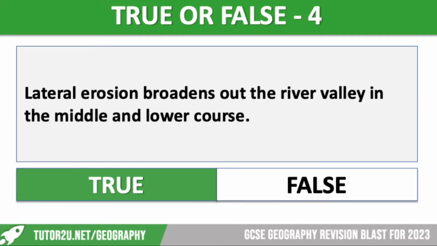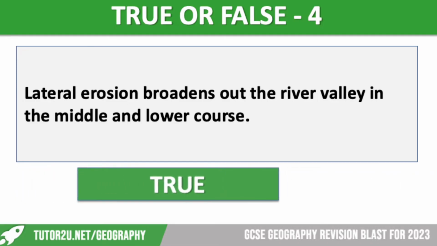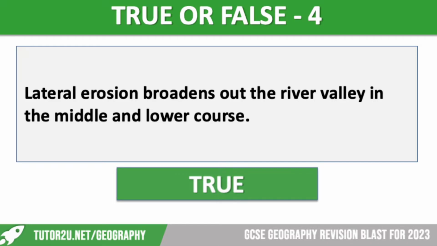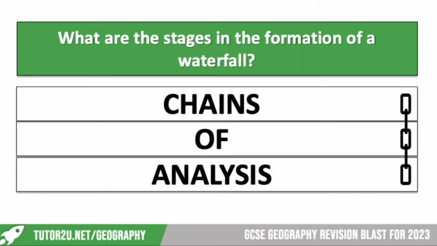And then finally, our last true or false is: lateral erosion broadens out the river valley in the middle and lower course. Is this true or false? Let's reveal the answer. It is, of course, true. So in the upper course, you get steep sided V-shaped valleys because it is mainly vertical erosion, but in the middle course, you've got great big wide river valleys, more U-shaped, and that's because of that lateral erosion that is working outwards.